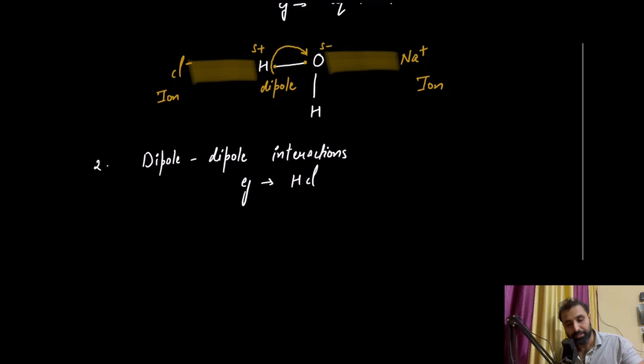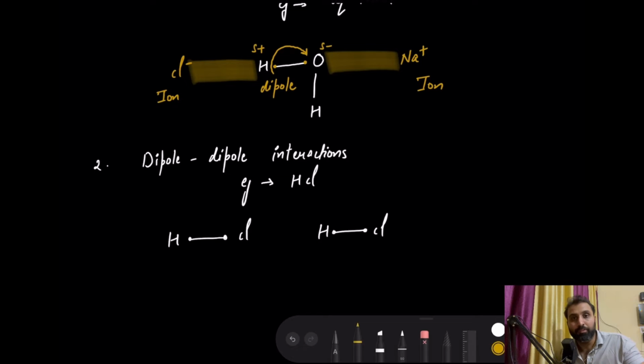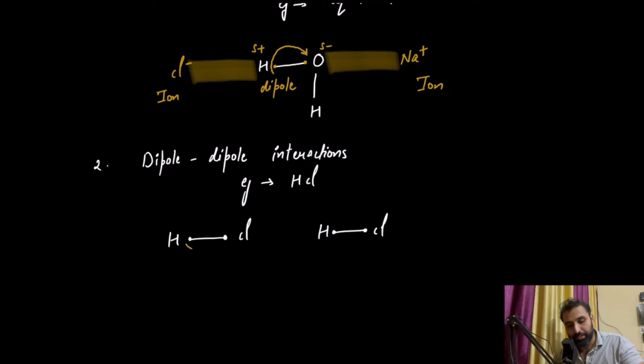So let's draw a structure. That's H bond Cl, and another one is also H bond Cl. Now, we all know that electronegativity of chlorine is greater than that of hydrogen. So chlorine is going to attract the shared pair of electron towards itself. Thereby chlorine will acquire a delta negative charge and hydrogen will acquire a delta positive charge. So we got our first dipole.